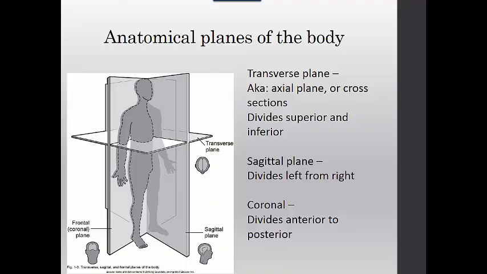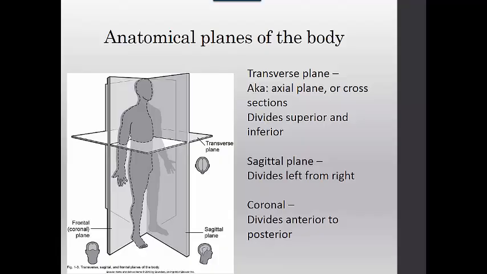With that definition in mind, we're going to begin a discussion of anatomical planes of the body and perspective in CT viewing. So there are three major planes that divide the body. The transverse plane divides the body into superior and inferior portions. It's also known as the axial plane or cross sections. This is the most common viewing plane in CT.